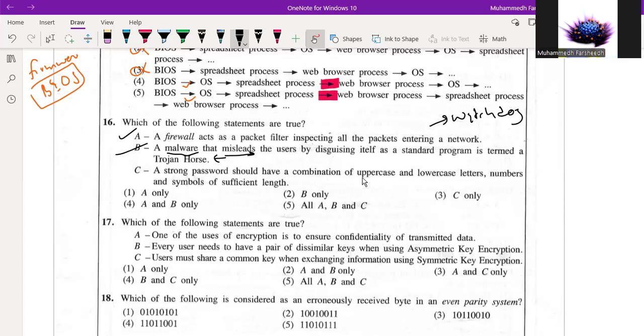A strong password should have a combination of uppercase and lowercase letters, numbers, and symbols for sufficient strength. Yeah, including the length. If they have included the length, it will be good for you guys. Yeah, length is given. This is what a strong password is. The answer is number 5.